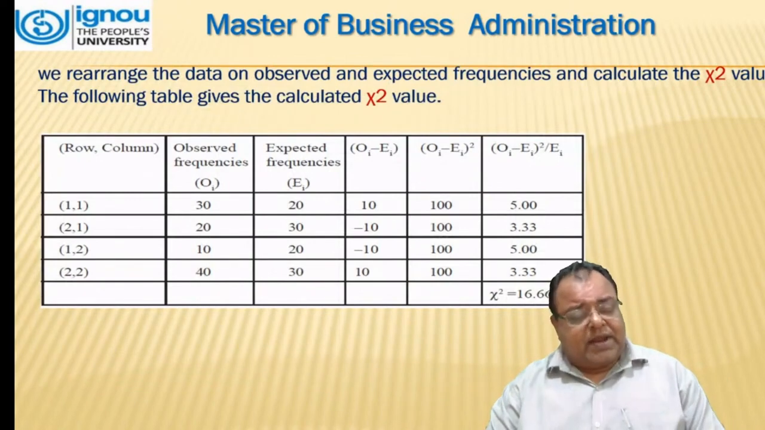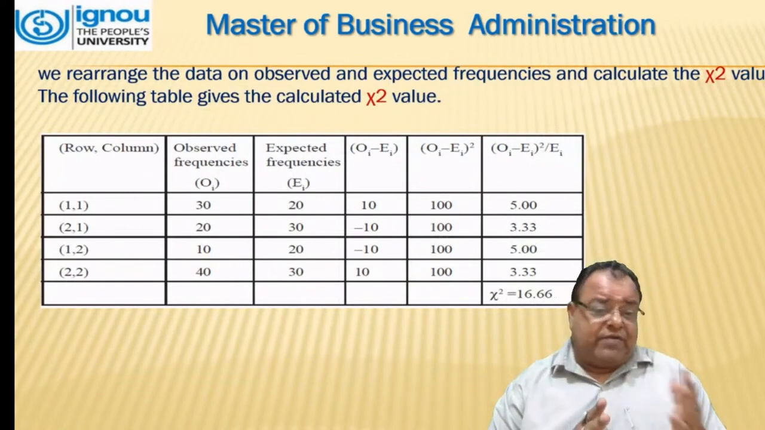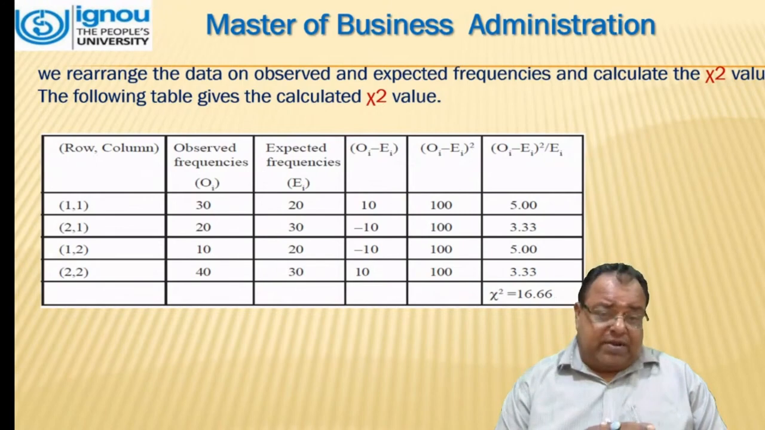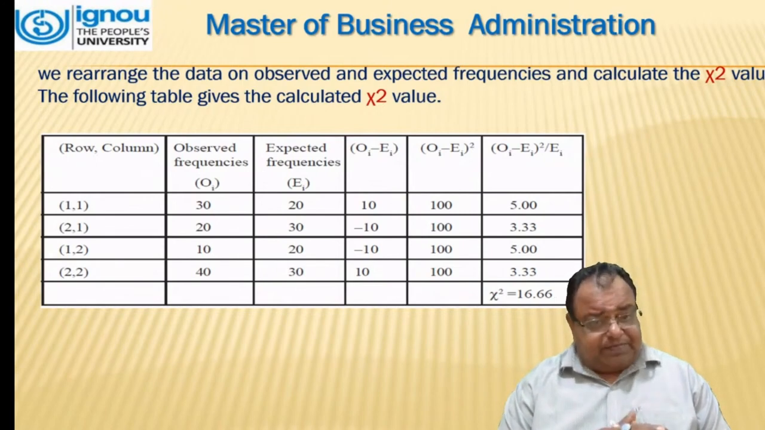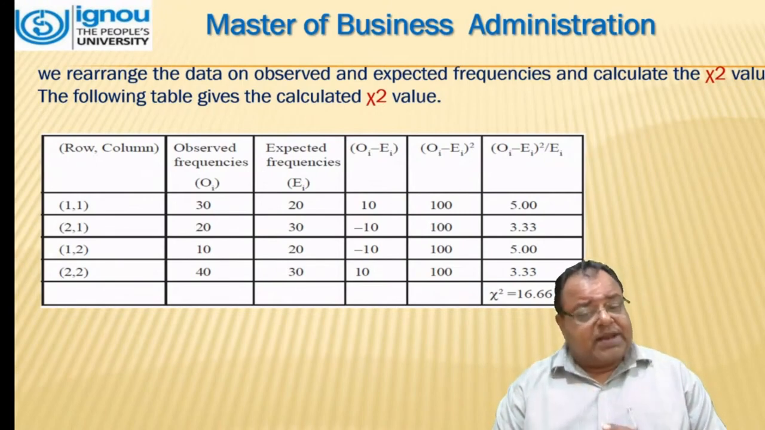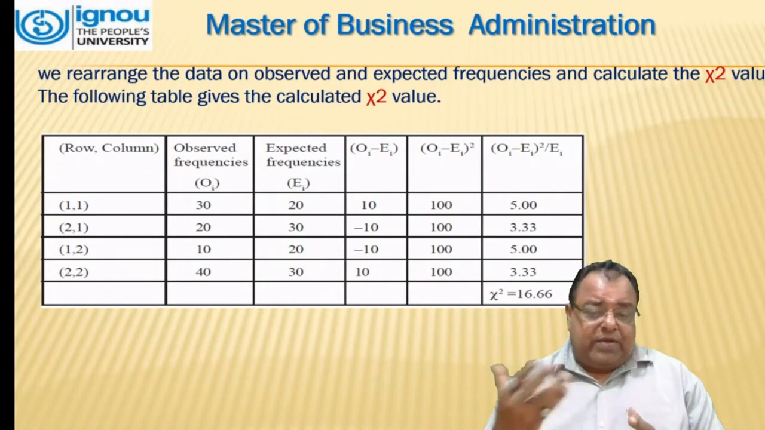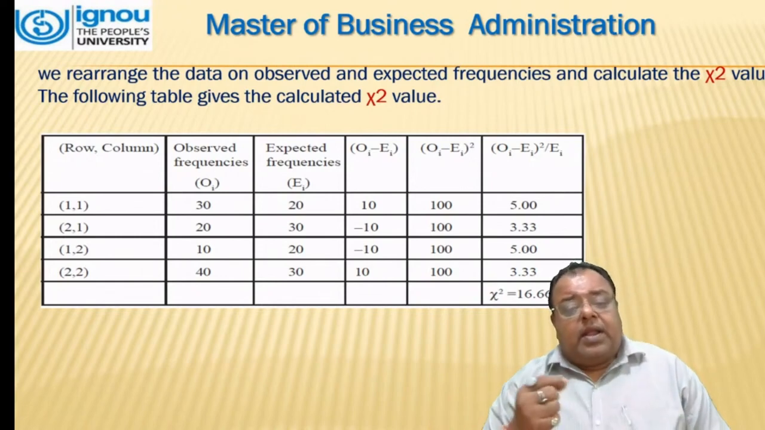First of all, we will calculate the difference between the observed frequency and the expected frequency. This comes out to be 10, minus 10, minus 10 and 10. We square it: 100.